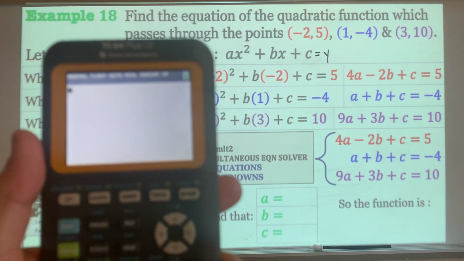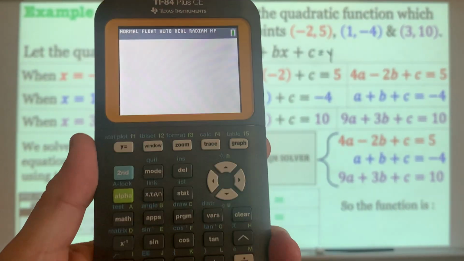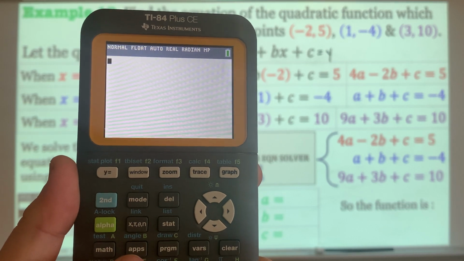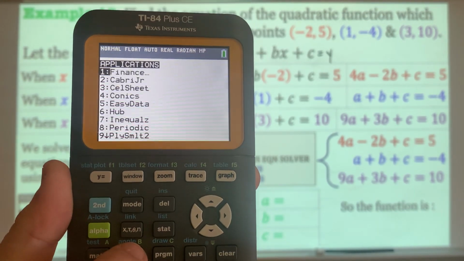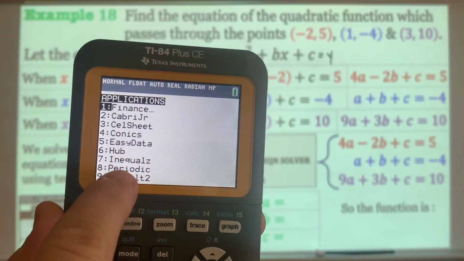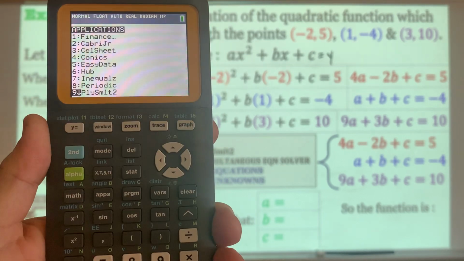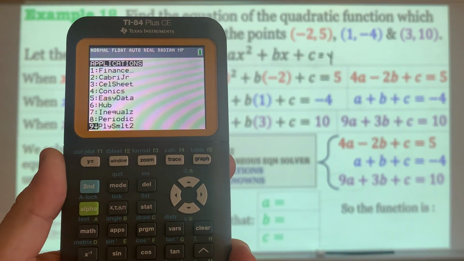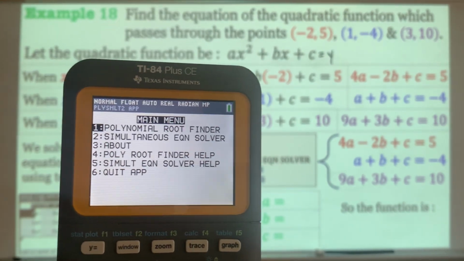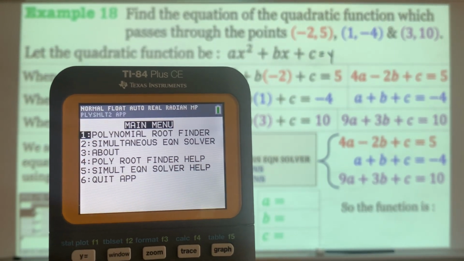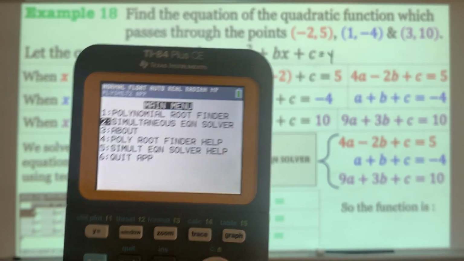I like doing this way better. So I take this. You can see the equations on the left kind of still. First thing I hit is apps. The apps button is to the bottom right. Here's the light green. Go over 1, down 1, apps. All right, go down to number 9, PLYSMLT2. Hit enter. Hit enter. It brings you to the main polynomial root finder. That's how you find the square roots. We did that before. We're going to go down to number 2 now, simultaneous equation solver.